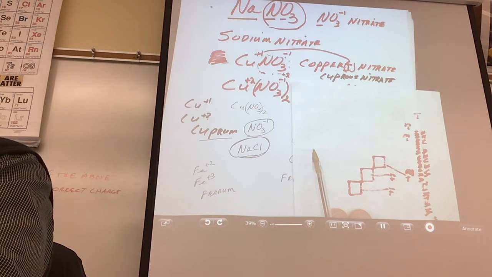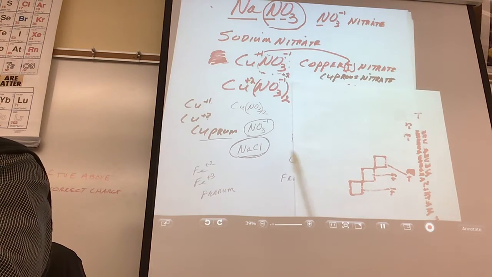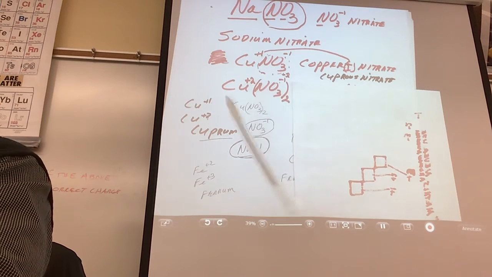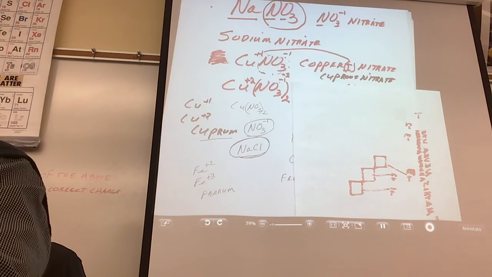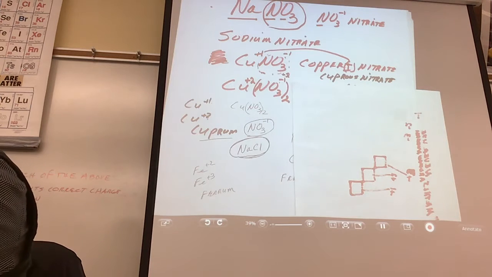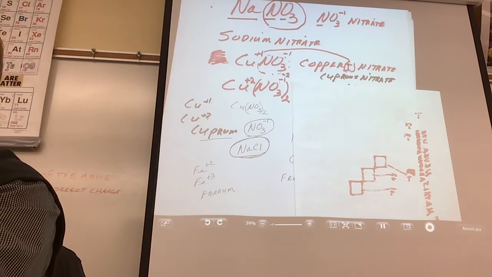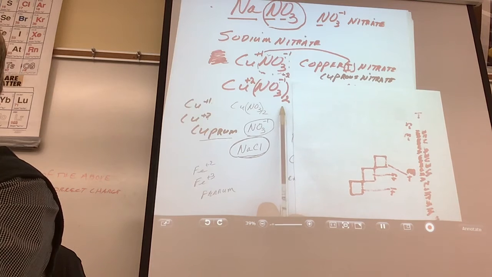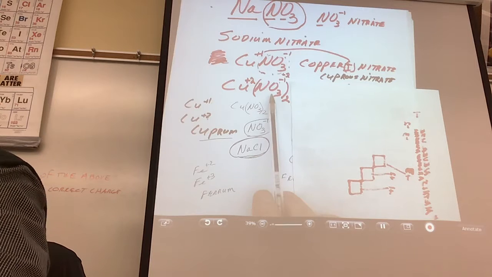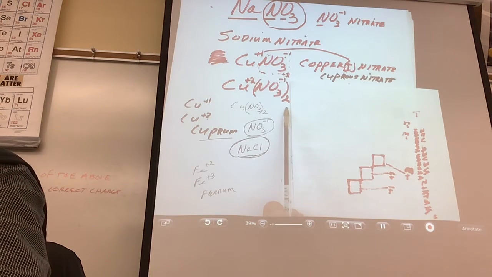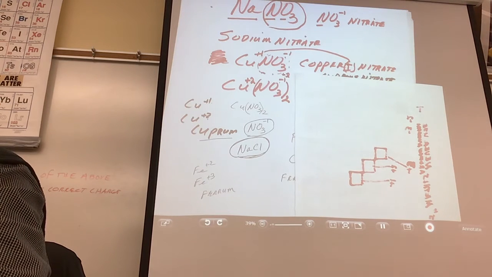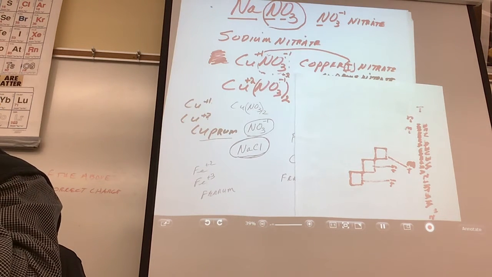Olivia, what do you think for the next one? Look, that's pretty weird. What's this? Parentheses? What does that mean? How many nitrates are in this compound? 2. That's right. Whatever's in that parentheses, I have 2 of them. Each nitrate's -1. You have 2 of them. That's -2. What's the charge on your copper then? Plus 2. Yes. So what's the name?